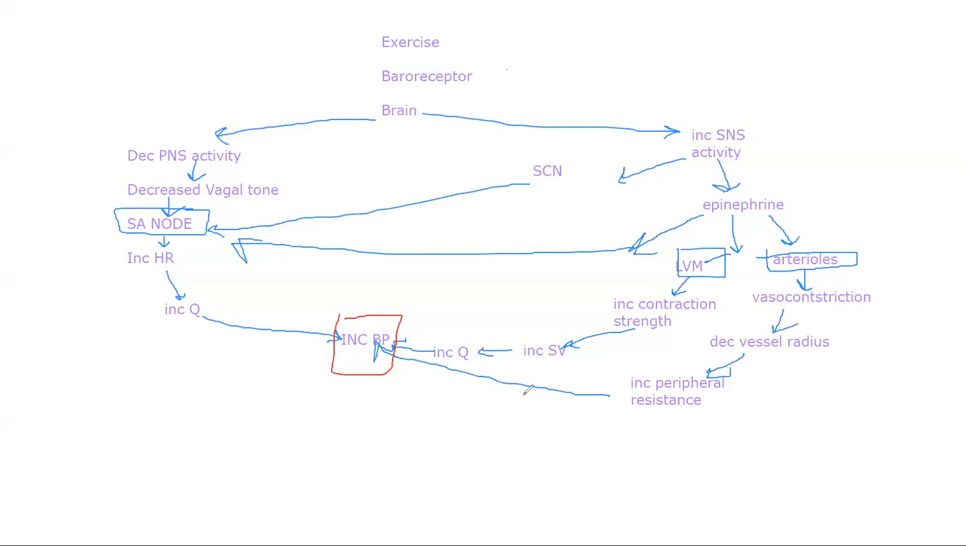Epinephrine can act on the arterioles, which are the effector, causing vasoconstriction, which decreases the radius, which increases the peripheral resistance, which increases the blood pressure. Good.